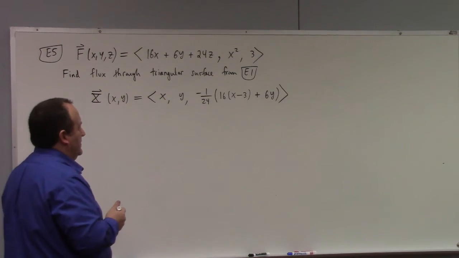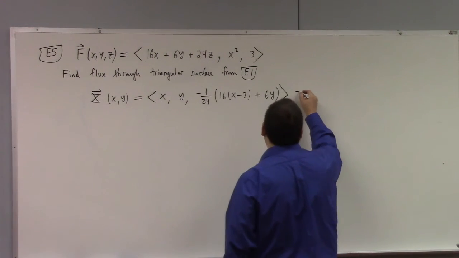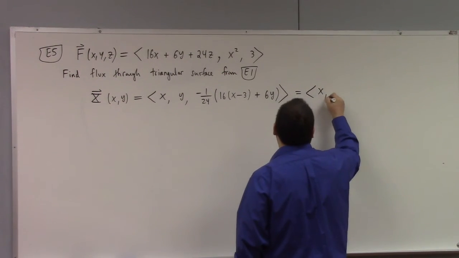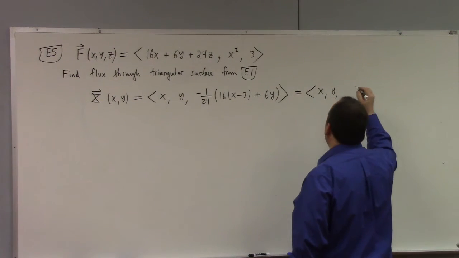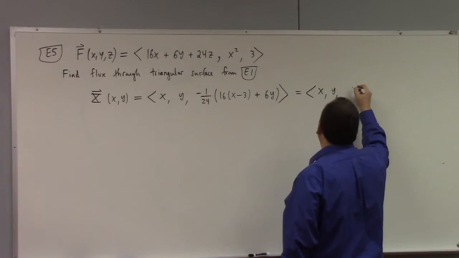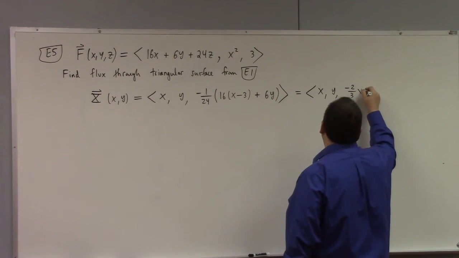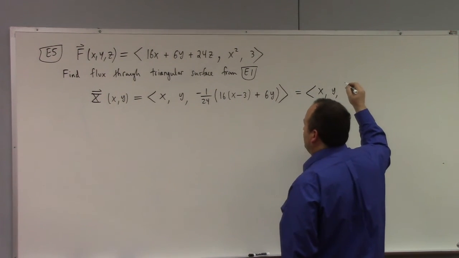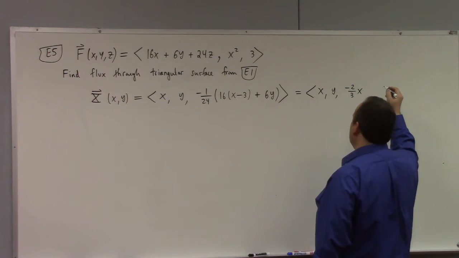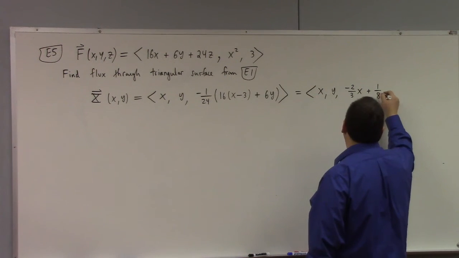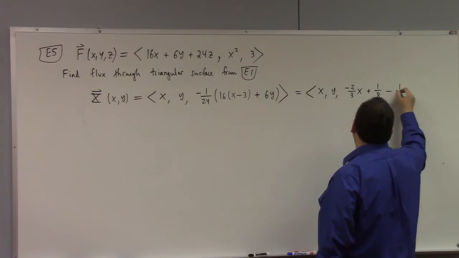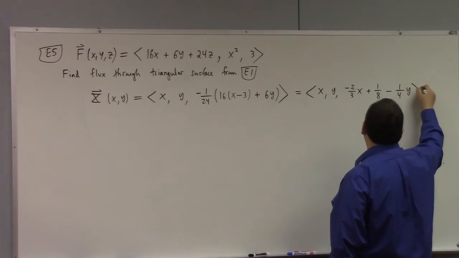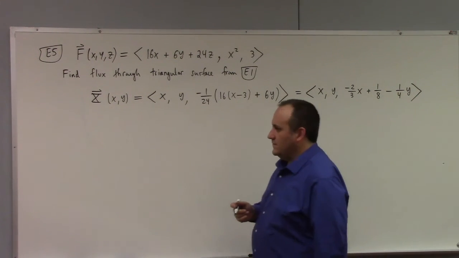Well, fine. You guys tell me how to simplify this for me. I've got x comma y comma what? 16 over 24 is what, 2/3? So I've got minus 2/3 x, and then plus 1/8. And what's 6 over 24? Minus 1/4 y, I believe. There's a 16 in front of that.